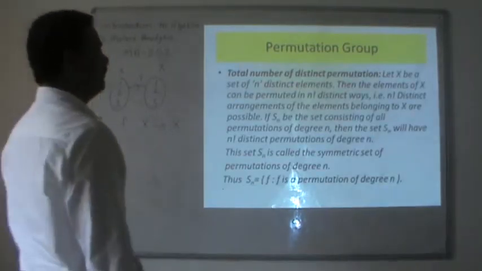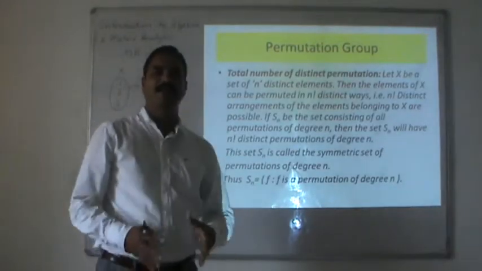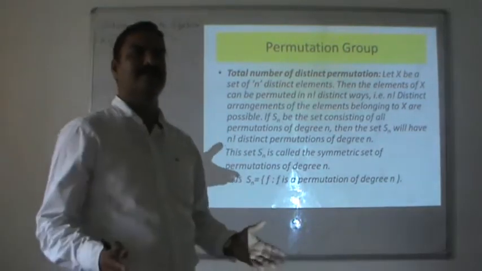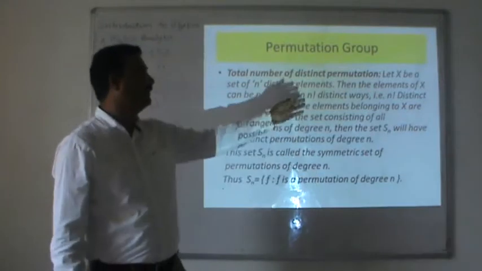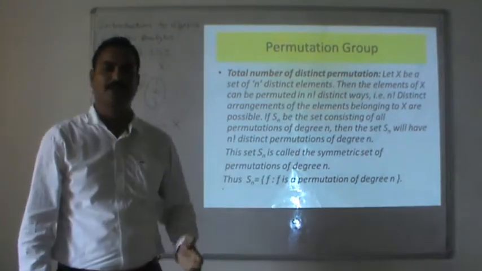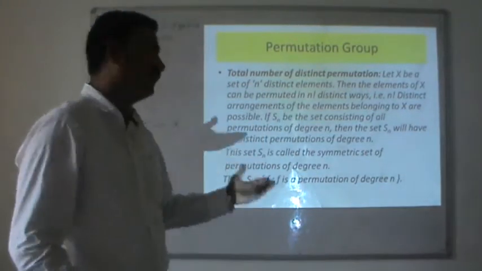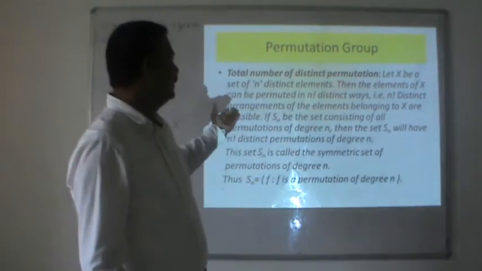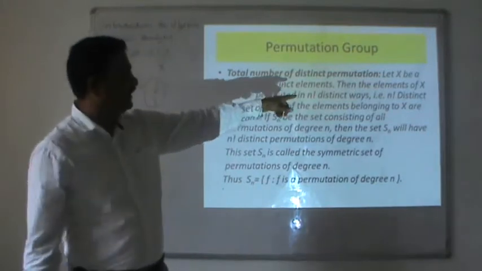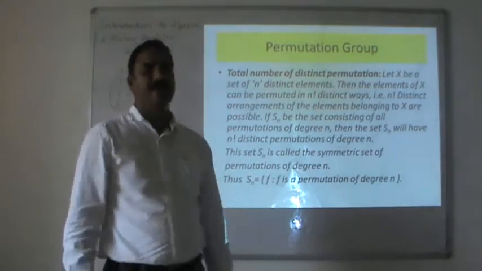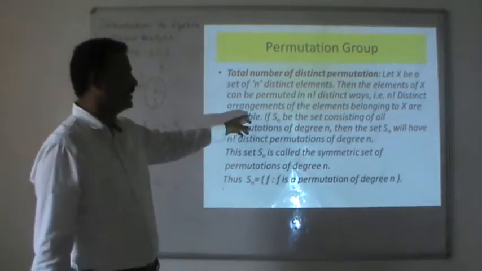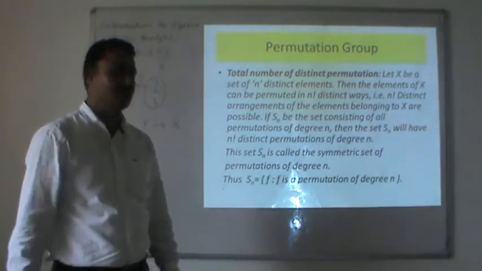Now, the total number of distinct permutations means how many permutations we can define over any given finite set. Suppose your set consists of n distinct elements. Then the total number of permutations which we define over a set X will be n factorial, because the elements of X can be permuted in n factorial distinct ways. Means n factorial distinct permutations are possible.